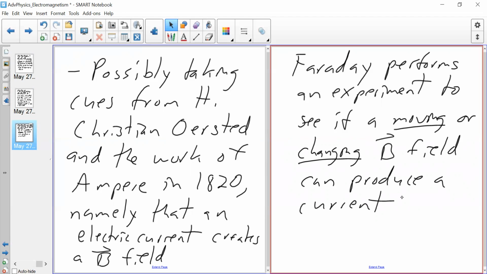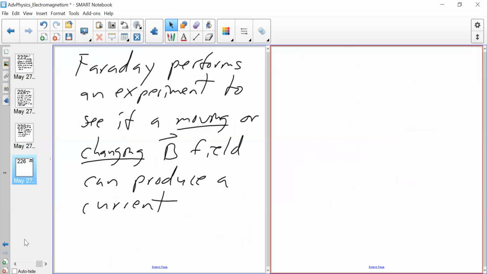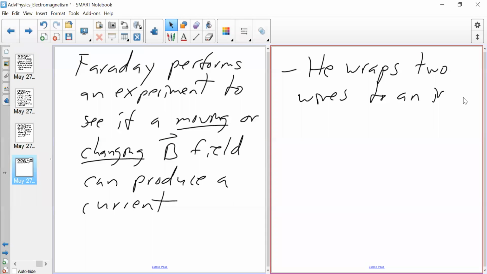Notes heavy, story heavy, but painting a picture. So what is his experiment? What does his experiment consist of? So what he does here, and I'll draw the picture, he wraps two wires to an iron ring.